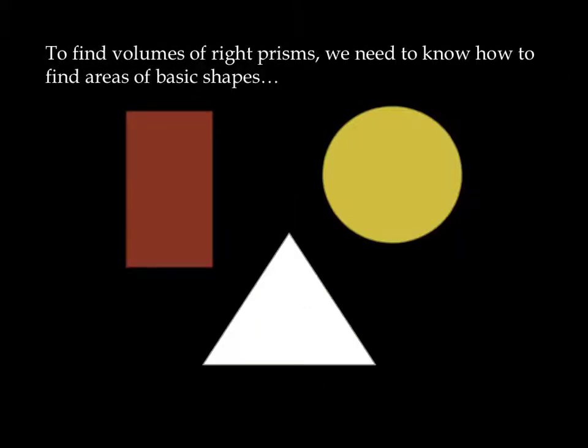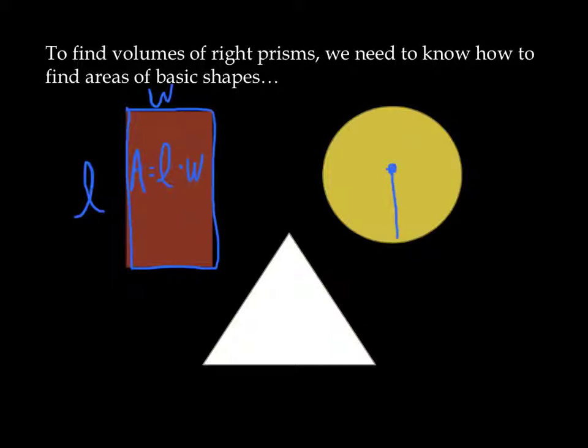Now, to find volumes of right prisms, we need to know how to find areas of basic shapes. So let's review. This is a rectangle here, of course, and a rectangle has a length and a width. To find the area of a rectangle, you take the length and multiply it by the width. Over here we've got a circle. A circle has one basic dimension called the radius r, the distance from the center to the outside of the circle. And the area of a circle is the classic formula pi r squared.